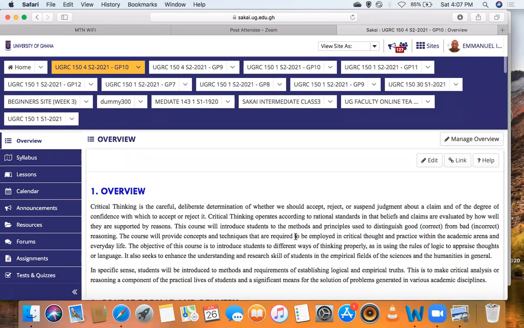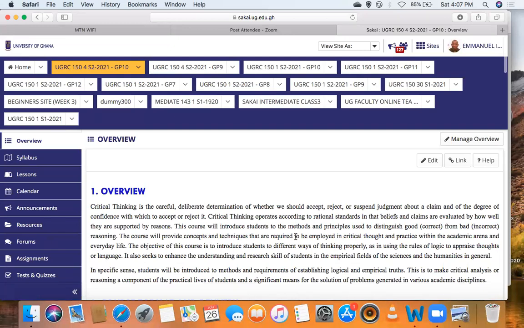Now, take a look at the first sentence in the overview. Critical thinking is a careful, deliberate determination of whether we should accept, reject, or suspend judgment about a claim and of the degree of confidence with which to accept and reject it. So this course is really about making claims, presenting claims, offering claims, accepting and rejecting claims, evaluating claims, and all that.